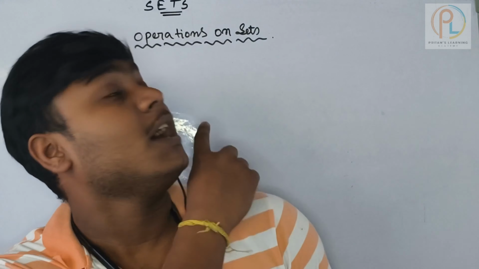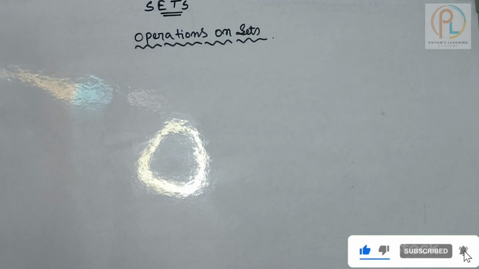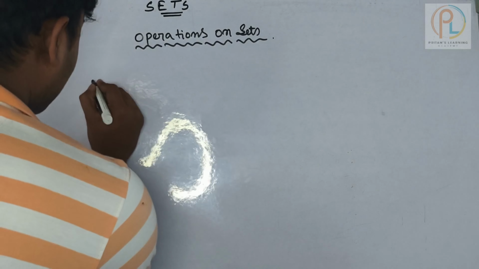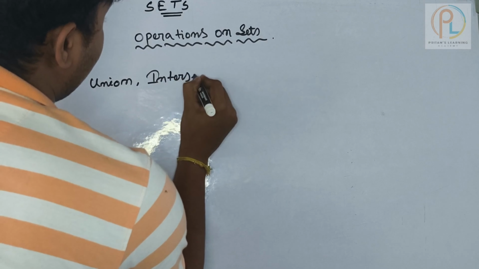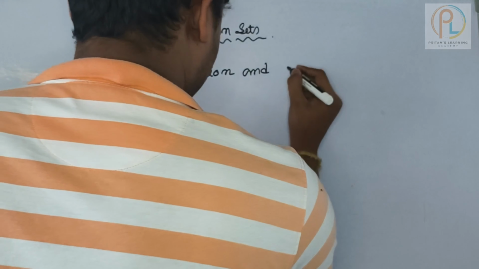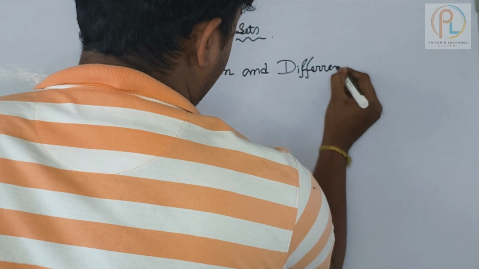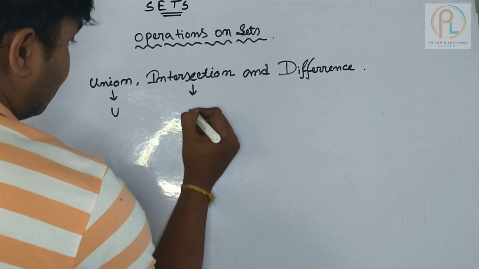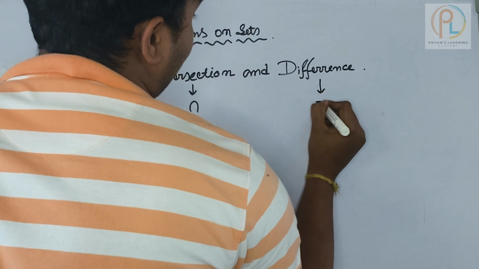Now, let us move on to operations on sets. The main operations on sets are union, intersection, and difference. Union is denoted as ∪, intersection is denoted as ∩, and difference is denoted as minus.